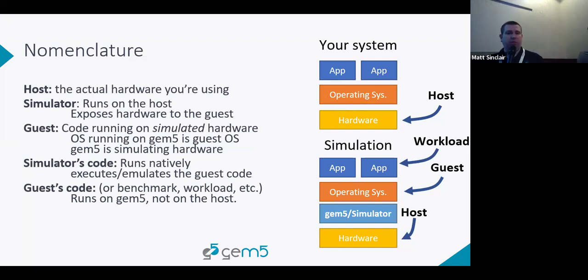Now, just to move through a little bit further here, with simulation, the simulator runs on the host. Essentially what it's doing is exposing the hardware, and I'm using hardware here because the simulator is modeling the hardware, to that guest, which will run on the simulated hardware. And here the OS is running on gem5. Running on gem5 is the guest OS, and gem5 is simulating the hardware. So that yellow box essentially becomes gem5, and that blue box, which was the hypervisor before, has now become gem5 or whatever other simulator you might be using.